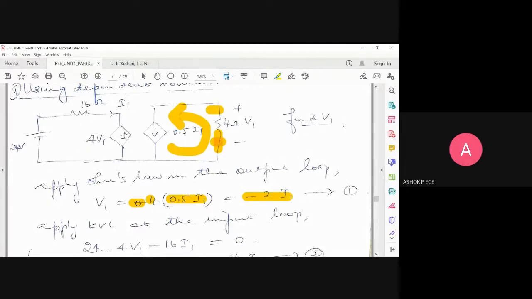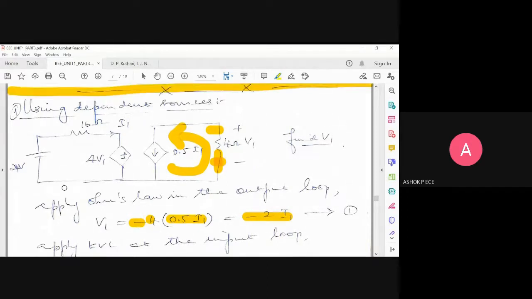So V1 equals minus IR, Ohm's law. I is 0.5 I1 and R is 4, so it becomes minus 2 I1. Is the first equation clear to everyone? It might be slightly confusing, but it is all the same KVL, KCL only. The only thing is we have that extra dependent source here. Nothing much difference.